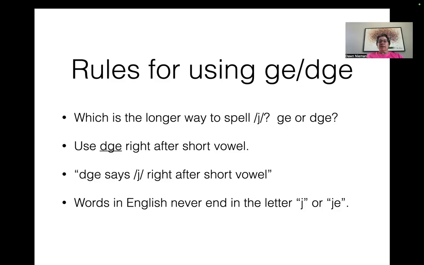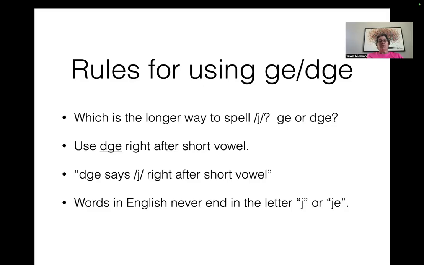It is the exact same rule. Which way is longer to spell J? Would it be longer? Would it be more letters to use GE or DGE? Hopefully they say DGE. Yes, how come? Well, because it's three letters instead of two letters, correct. So we are going to use that DGE right after short vowel.